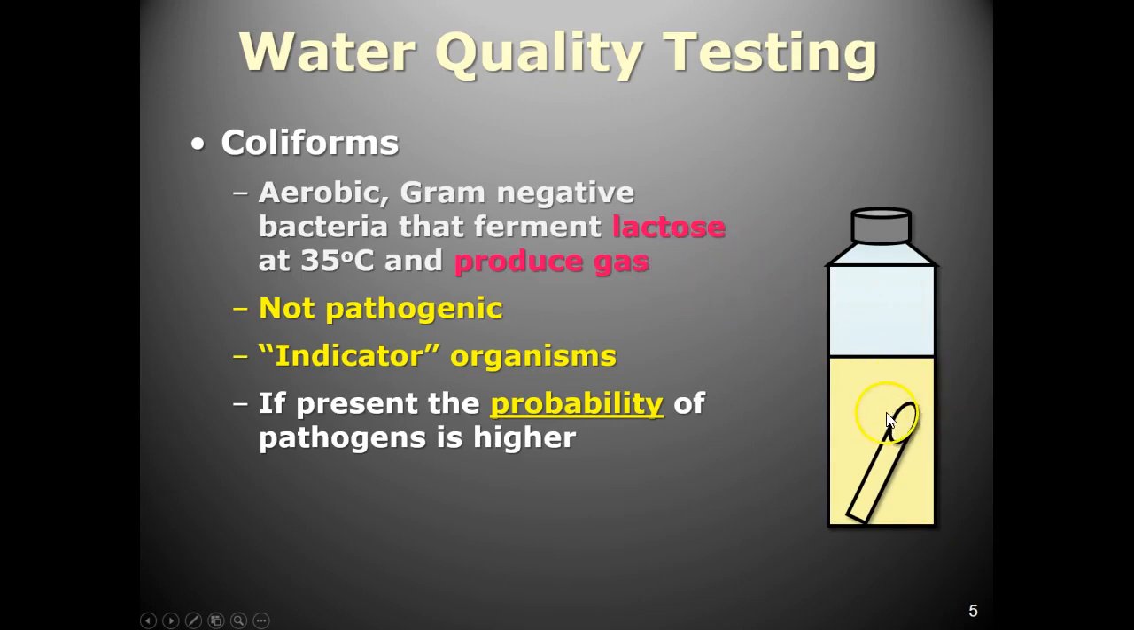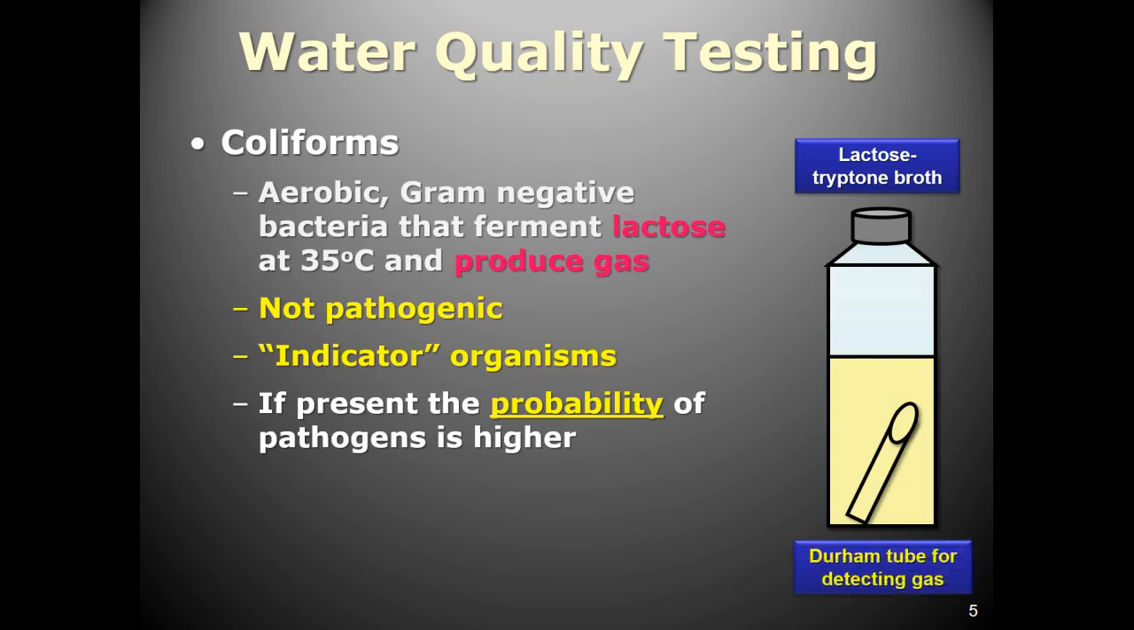This has lactose in it. If we have coliforms in there, they start producing the gas, and this little tube here captures some of the gas and is going to float to the top of the bottle, which indicates then that we have a coliform contamination. The little tube is referred to as a Durham tube, and this is lactose tryptone broth. Like I said, it's got lactose, but it's also got tryptone, which is a source of nitrogen for the organism.